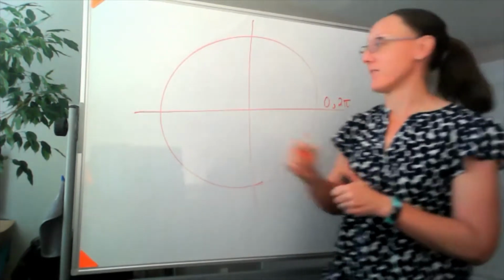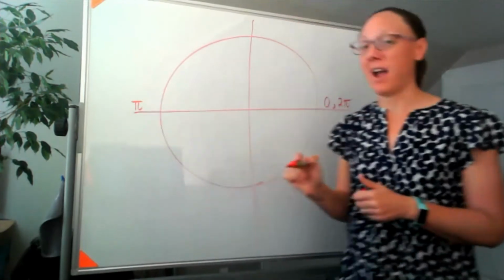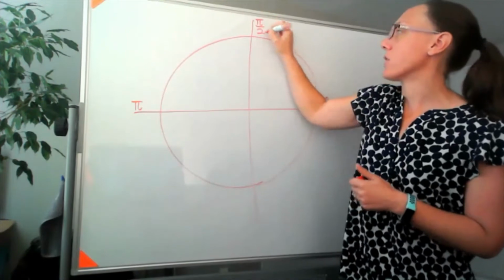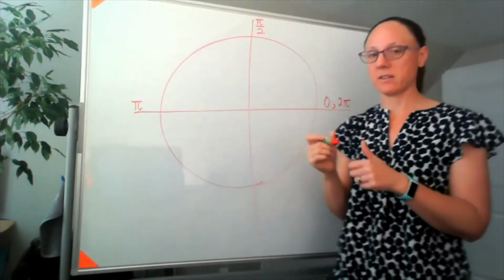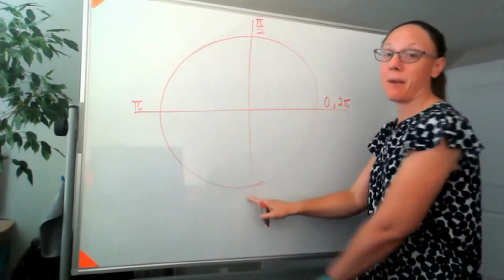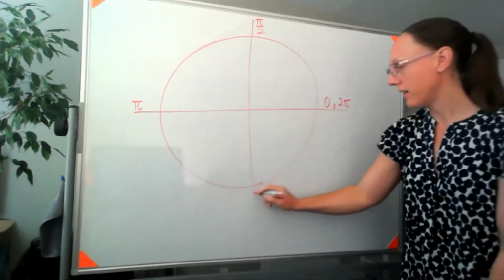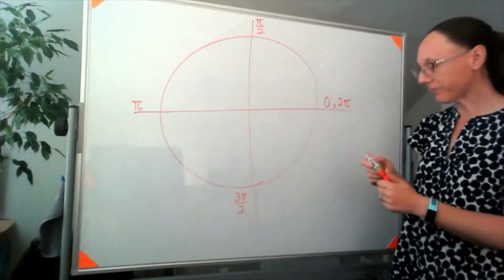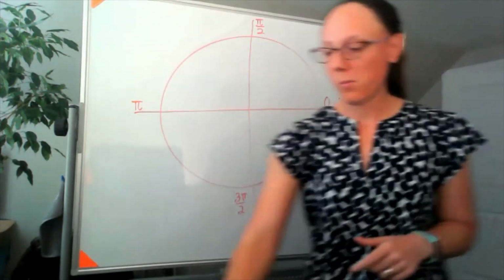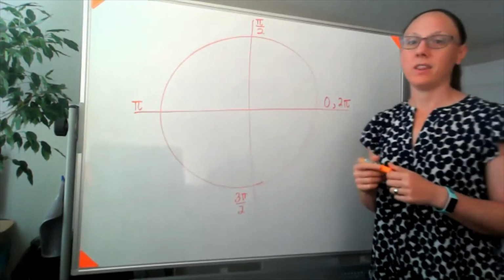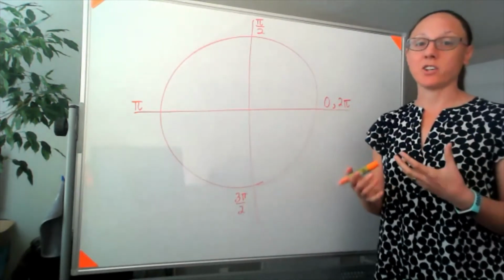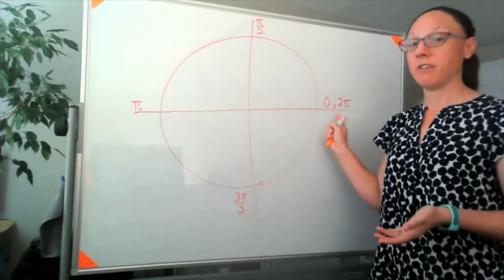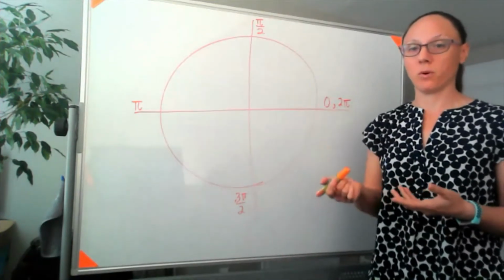So halfway around the circle is pi radians, and half of that again is pi over 2 radians. Down here, I'm halfway between pi and 2 pi, so down here is 3 pi over 2. So we certainly need to be able to evaluate our trig functions for sure at each of those 4 points.